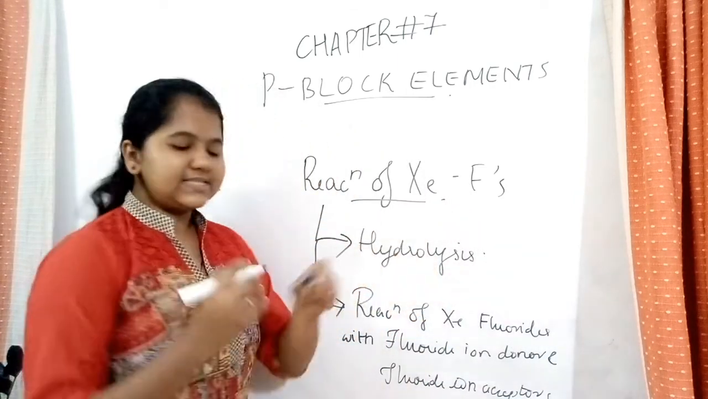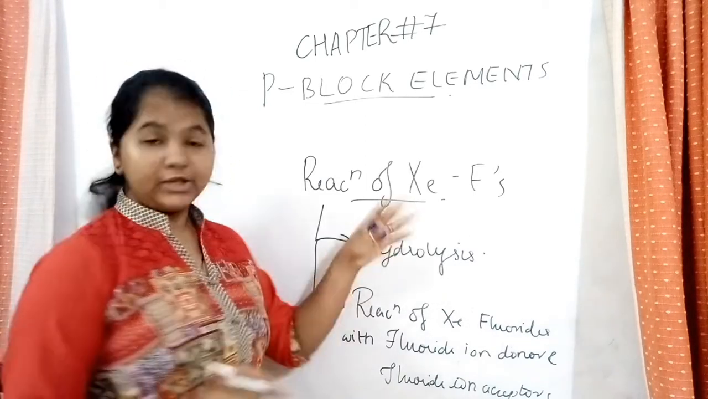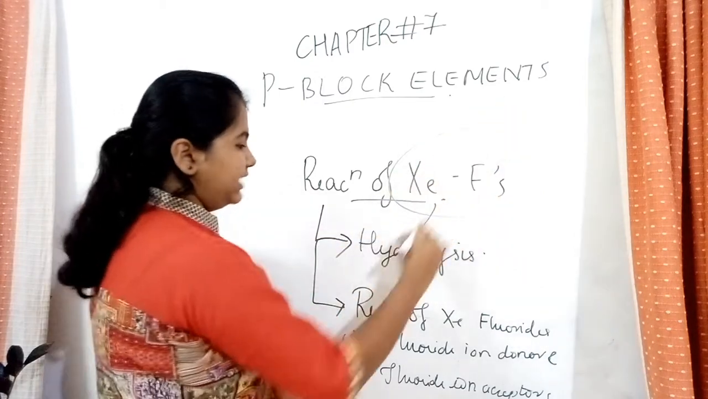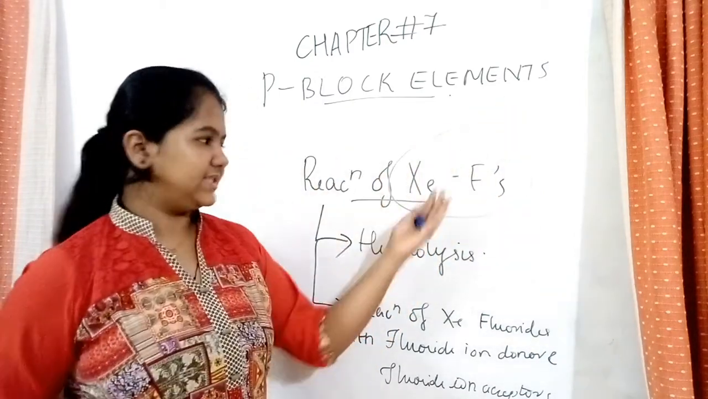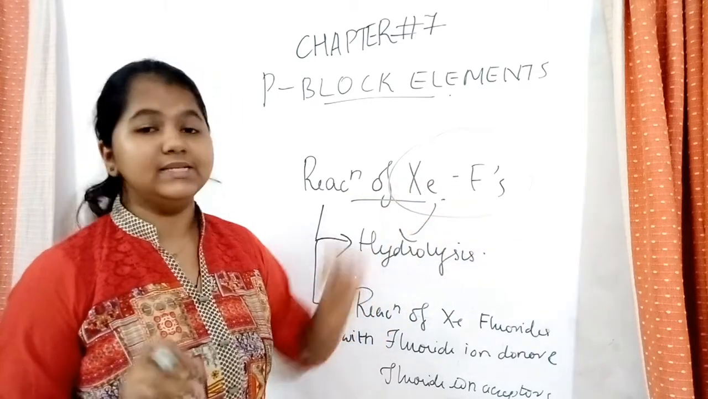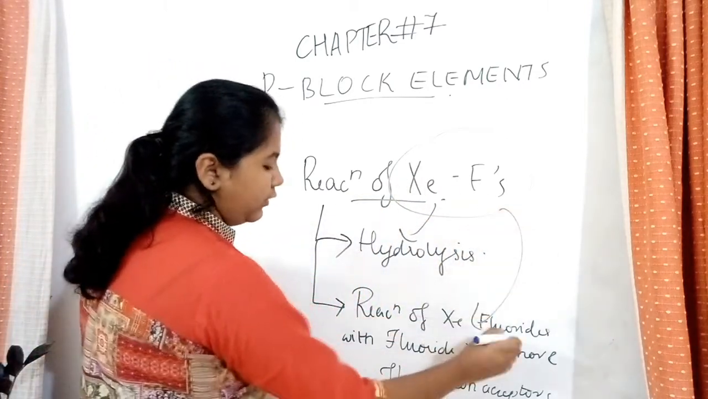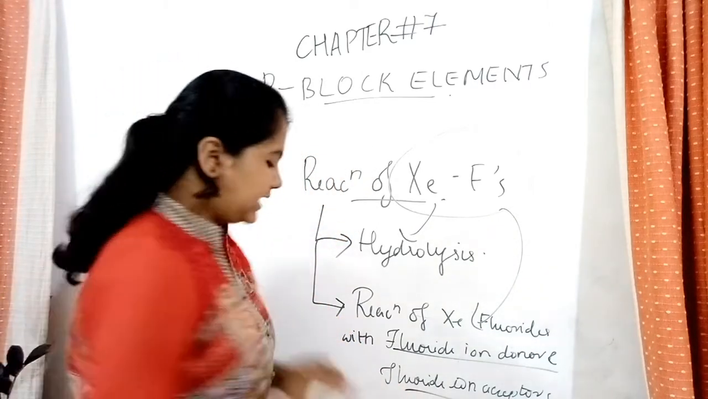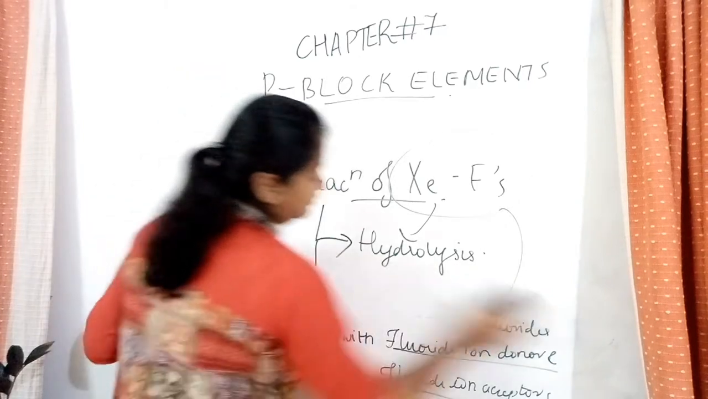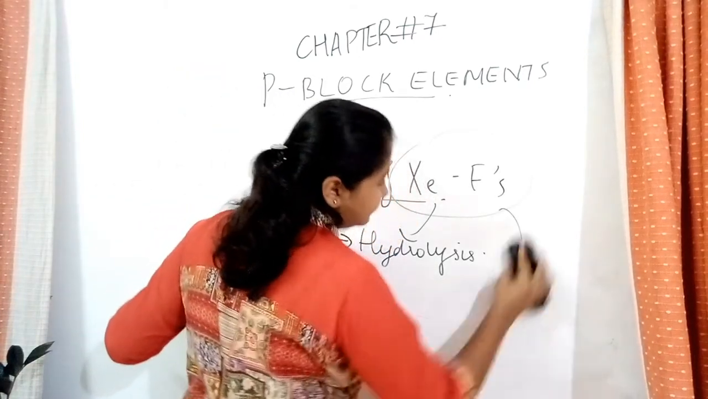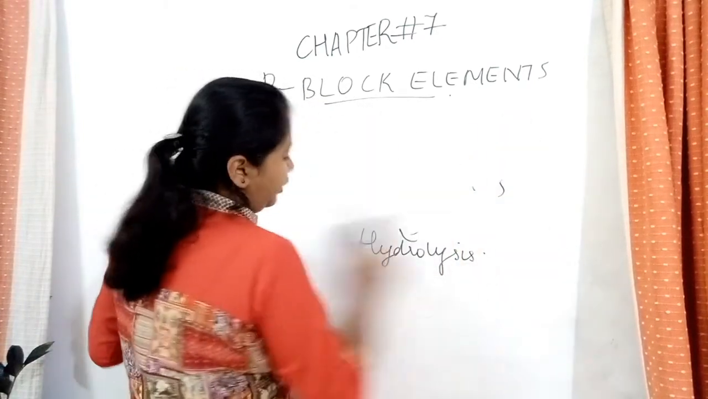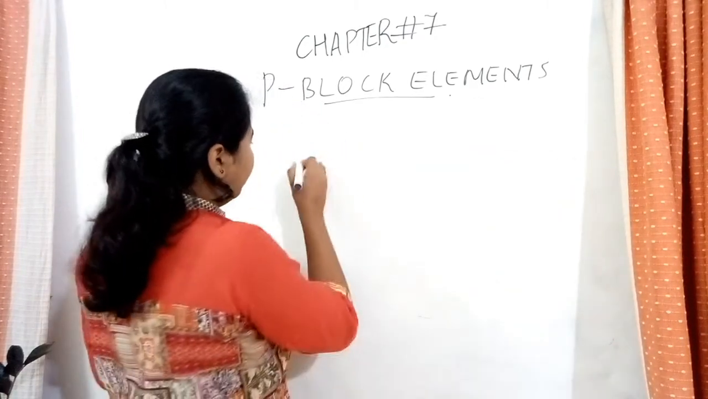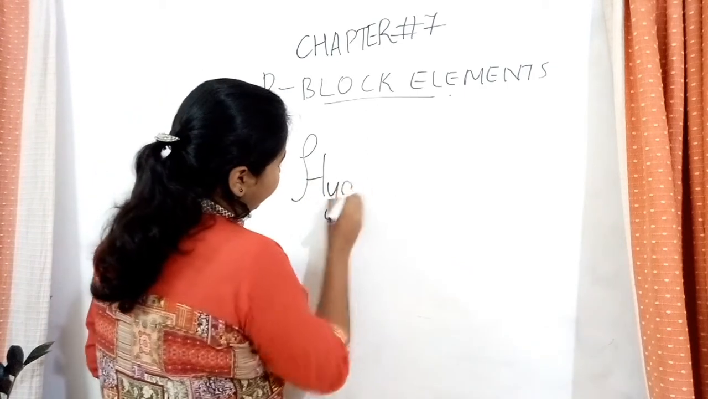So let's discuss hydrolysis first. What are the two reactions that we have to learn? That is XeF2, XeF4 and XeF6 undergoing hydrolysis, and xenon fluorides reacting with fluoride ion donors and fluoride ion acceptors. So let's see hydrolysis. The first one that we have to learn is about the formation of certain compounds.